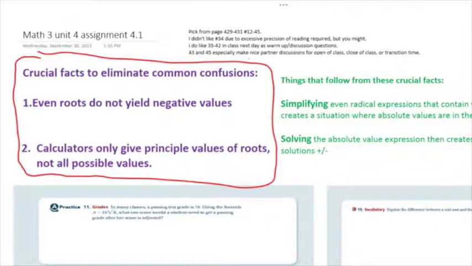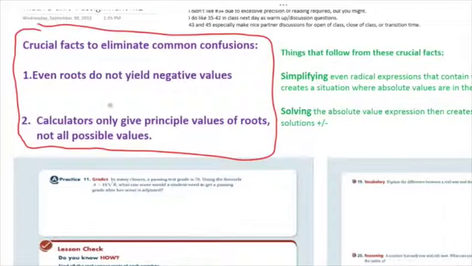I think that might not be super clear, so I want to work a few problems to explain better what I'm talking about. And students might, again, argue with you about answers because a calculator only gives you a positive answer. The calculators are programmed to only give the principal root, not all possible roots.